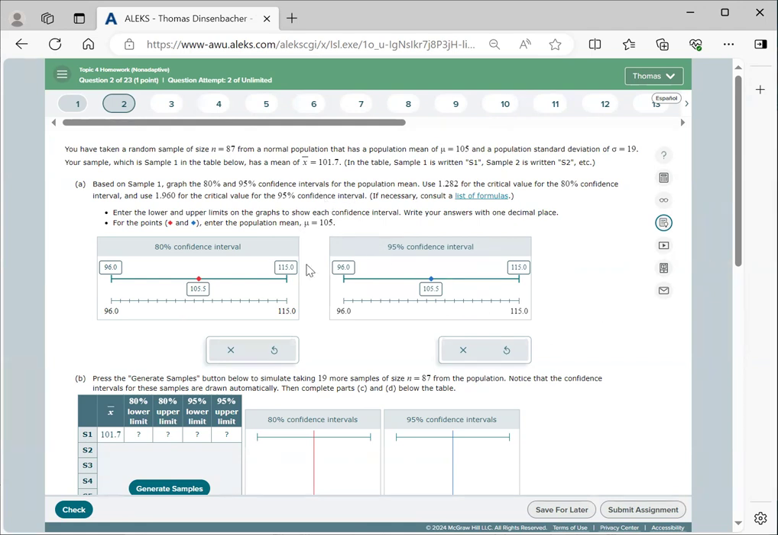Here, for example, we have a sample mean of 101.7, sample size of 87, and standard deviation of 19. So we would simply use the formula provided to calculate the lower and upper bounds. We start here by using the population mean of 105 that's provided as indicated in the instructions here. That'll apply on both sides.